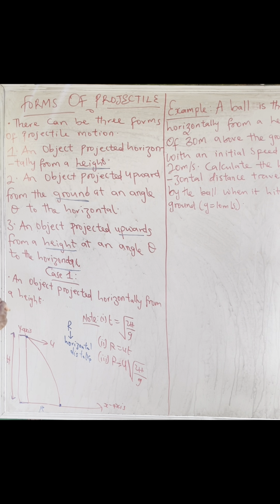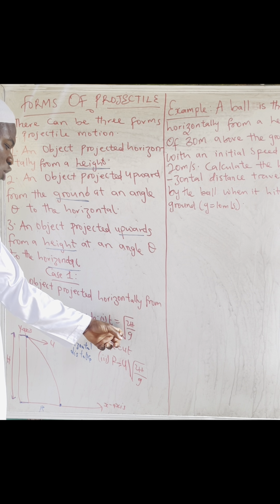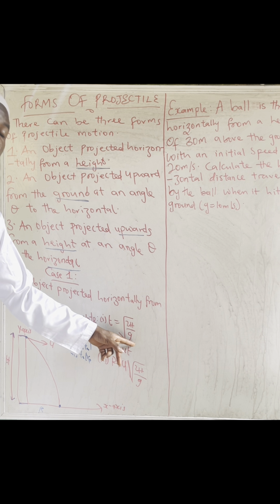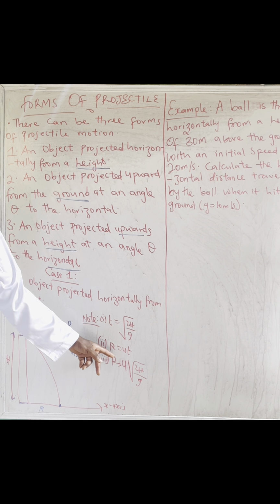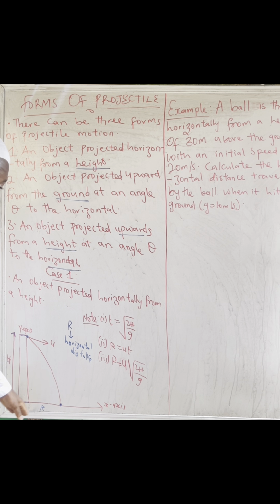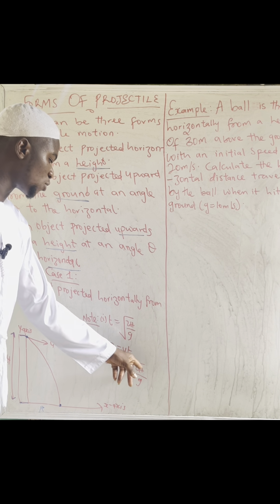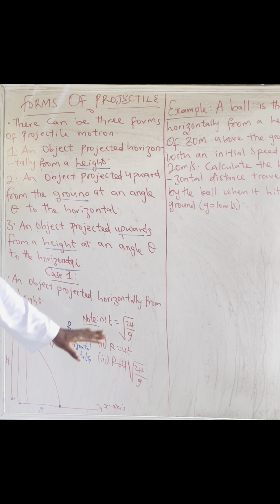For this case 1, you have to know this formula: T is equal to square root of 2h over g, where height is h and acceleration due to gravity is g. While our R, which is the horizontal distance covered, is equal to ut, which is equal to u square root of 2h over g. So let's talk about that, guys.